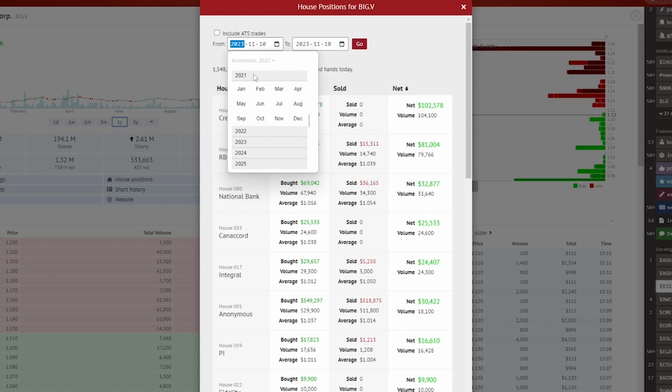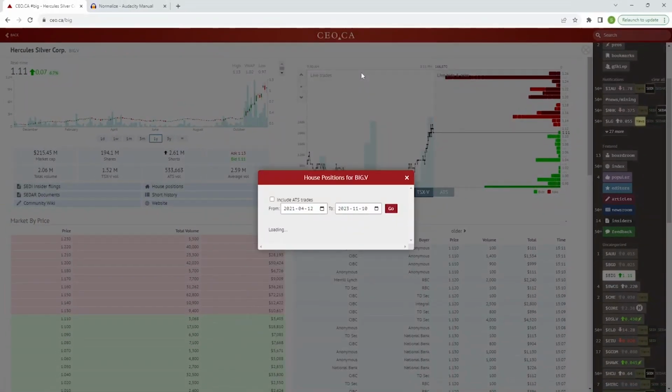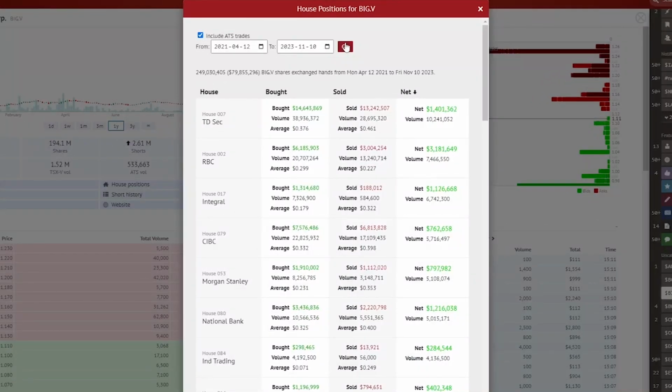I don't know, when a new executive joined, what happened to their share price, or when a particular news was announced, what happened to the share price. And you can pick it here and you press go, and it displays that information for you. You can also include the alternative trading system over here, or you can exclude it. So for the sake of this example, we included the alternative trading system. We're looking at 2021, the 12th of April to now.